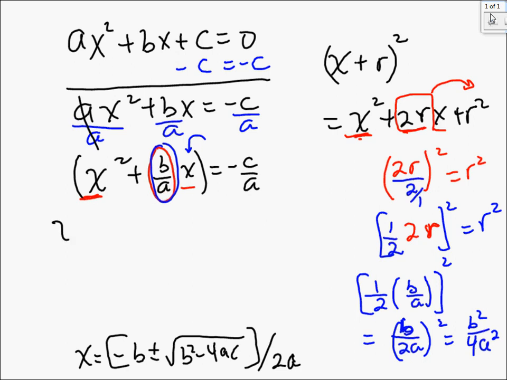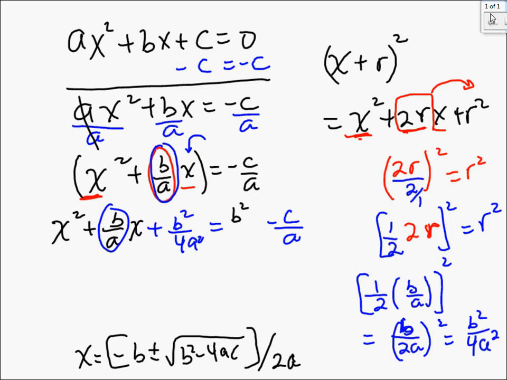So it's going to be x squared plus b over a x. And then out of nowhere, I add b squared over 4a squared, which is half of that squared. So we're no longer equal to negative c over a. We have to add the b squared over 4a squared to both sides. So I have b squared over 4a squared.